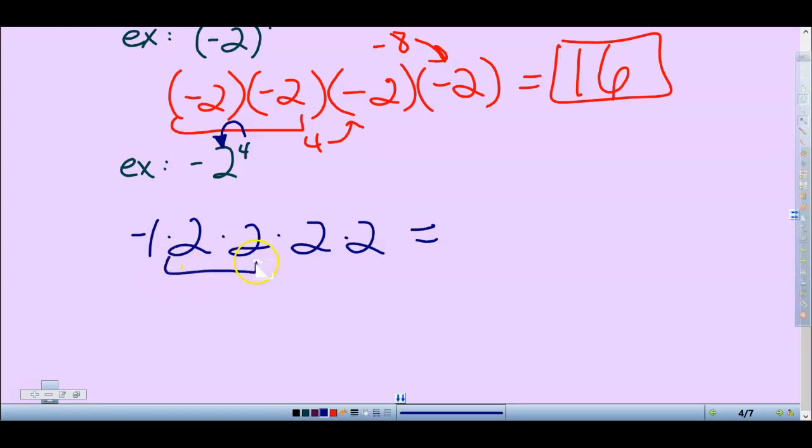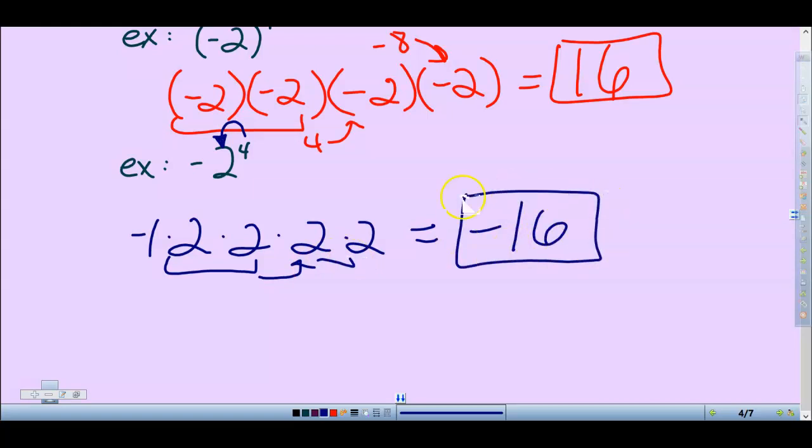So once again, we have 2 times 2 is 4, times 2 is 8, and 8 times 2 is 16. But we also have that -1. So this becomes -16.